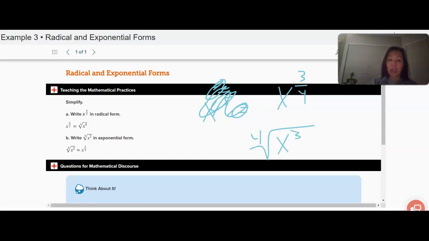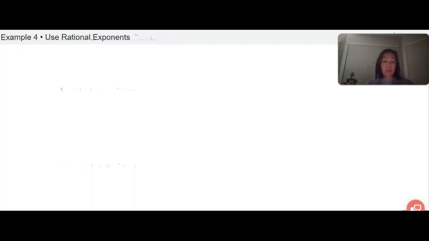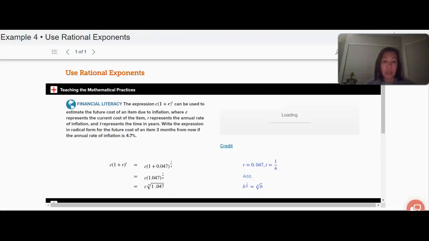Okay, and then if we have the 6th root of x to the 7th, then that is x to the 7/6. So whatever root it is, that's the number on the bottom, and then the exponent is the number on top. So you'll have to work on changing some back and forth. I'm trying to go quickly here. This video is going a little bit longer than your last ones.